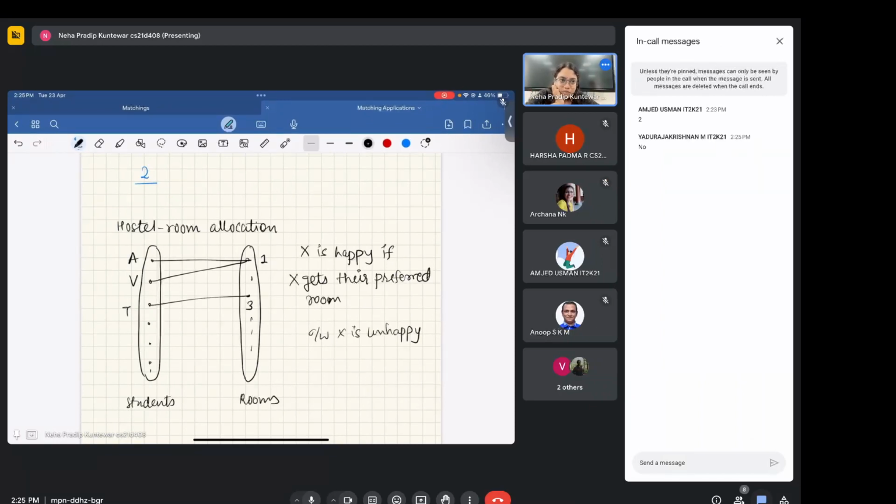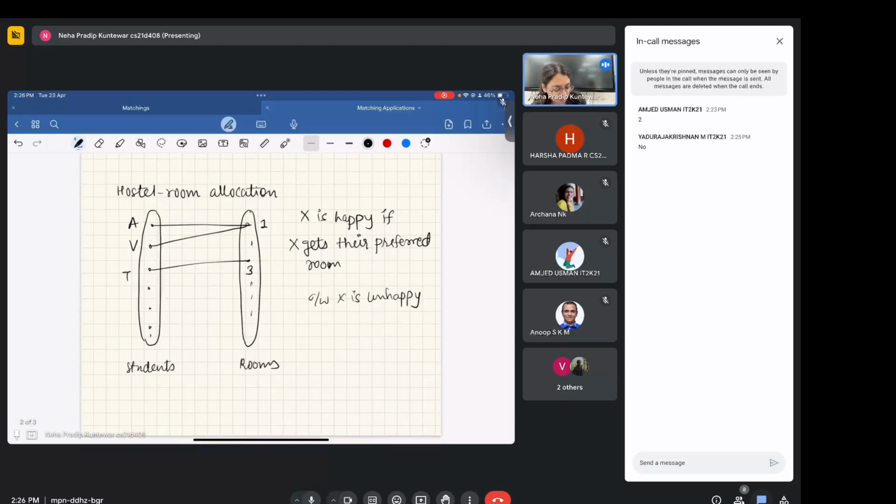Yeah, no. That's right. Why is that? One example is right here. In this case, Amjad and Vivek both prefer room 1, but we can't assign the same room to both of them. So either Amjad or Vivek will end up unhappy. So it is not possible to make everybody happy, but what is it that we can do? We can try to make as many people happy as possible. So our goal is to maximize the number of happy people.